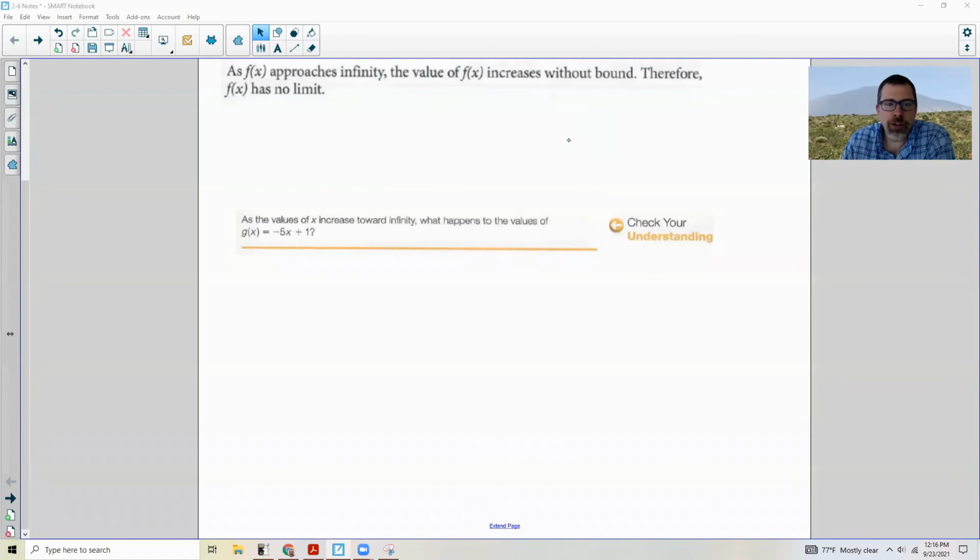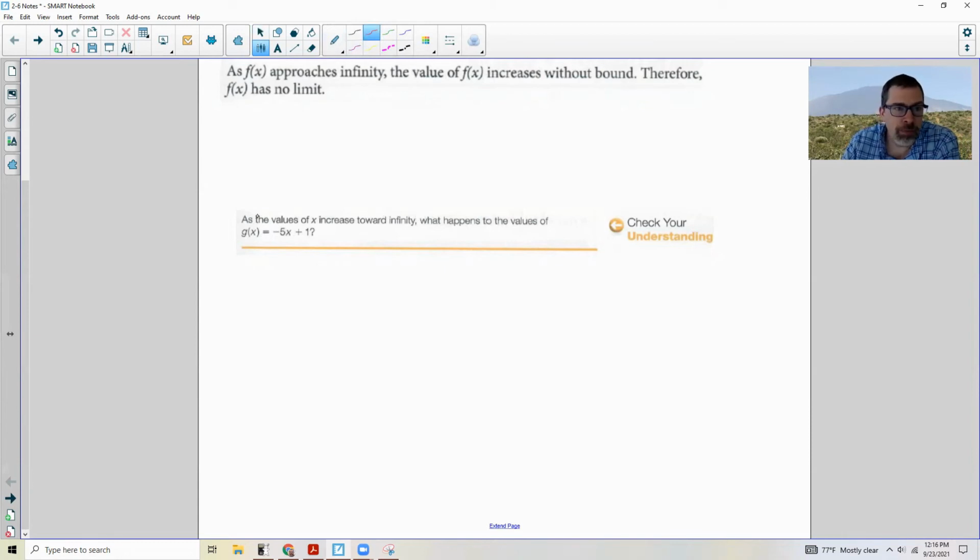So now check your understanding. It says as the value of x increases towards infinity, what happens to the value of g of x equals negative 5x plus 1? So pause the video, think this through. What do you think is going to happen as your x gets bigger? What's going to happen to the value of the function?